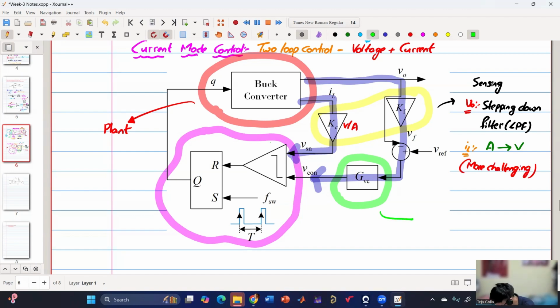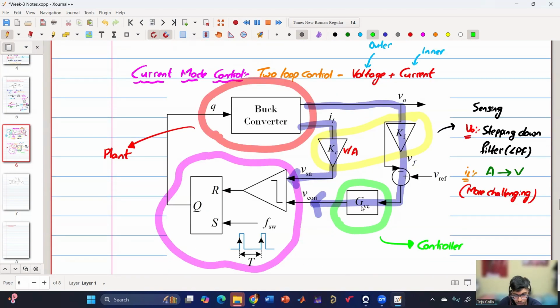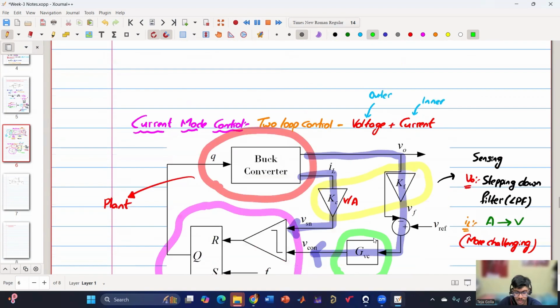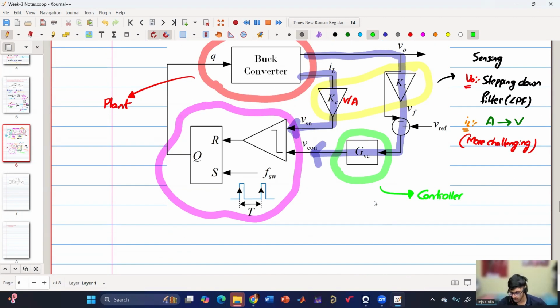And now we have again a controller. So now this controller is of current mode control. It can be different from this. The same controller, if you plug it here, it may not work. Usually it will not work. So these two may or may not be the same, and may or may not work. So these two are different controls. So depending upon the control technique that we have selected, we have to design the controller accordingly. And this is the modulation technique.